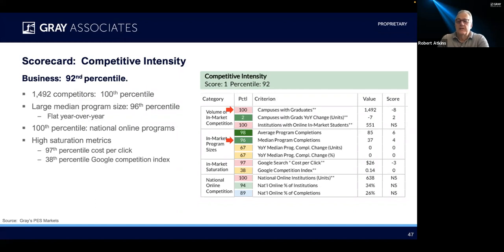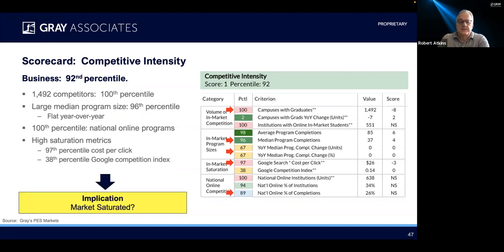So think of that as, times 4 plus attrition. Maybe that's 180, 200 students in the business program at the median institution. So it's good size. No surprise there. No change in units. So while we're seeing a little bit of unevenness in those growth forecasts, the programs that are out there are not shrinking. Google cost per click, however, is at the 97th percentile, confirming this is a very competitive program.